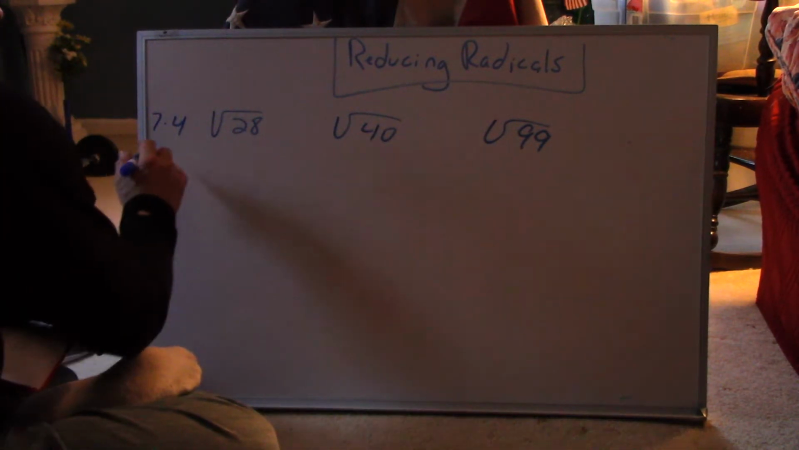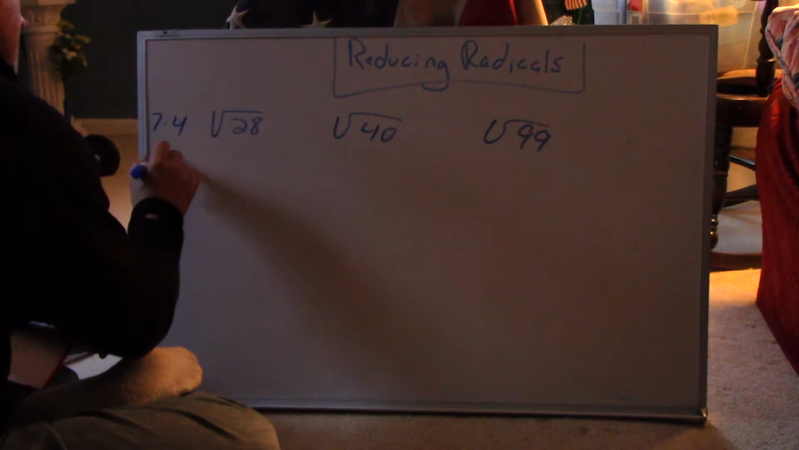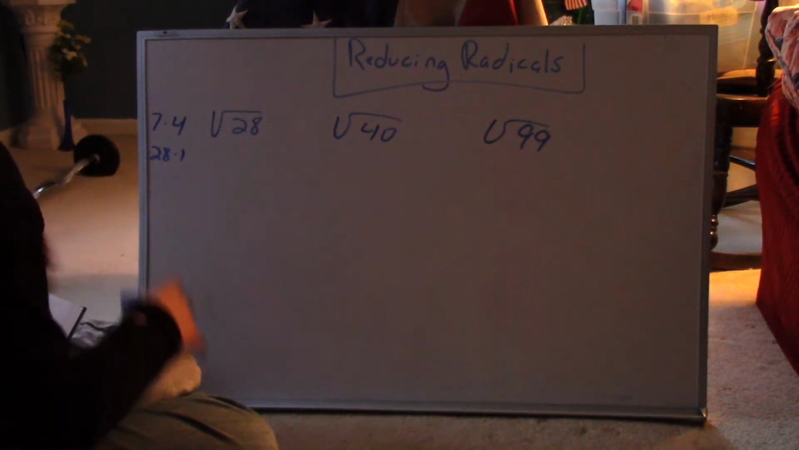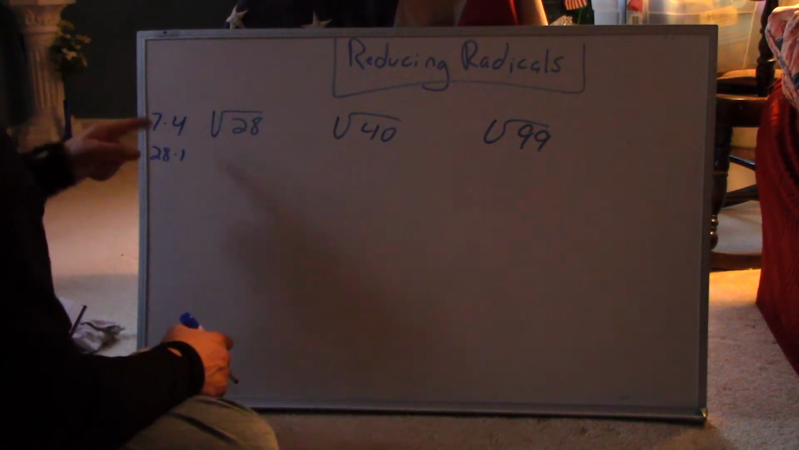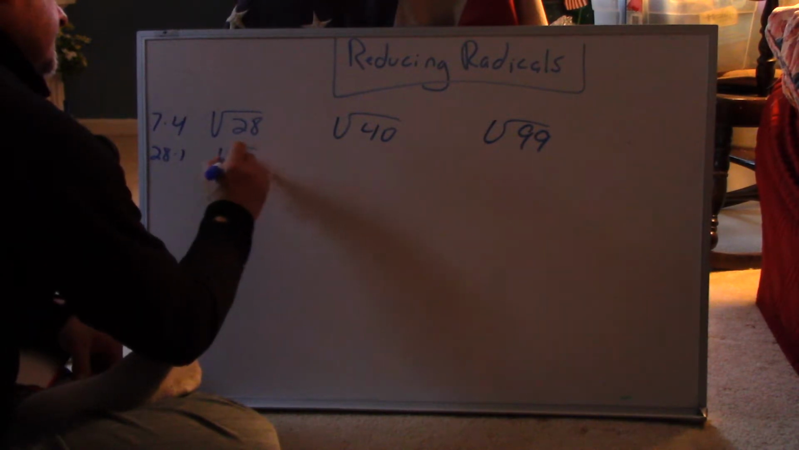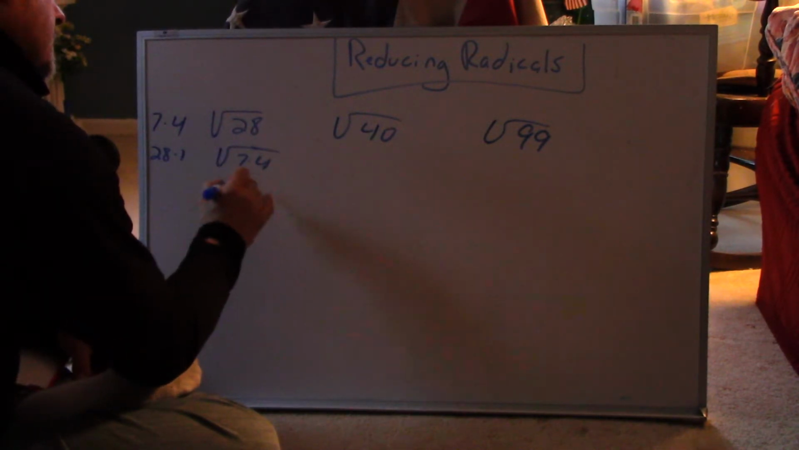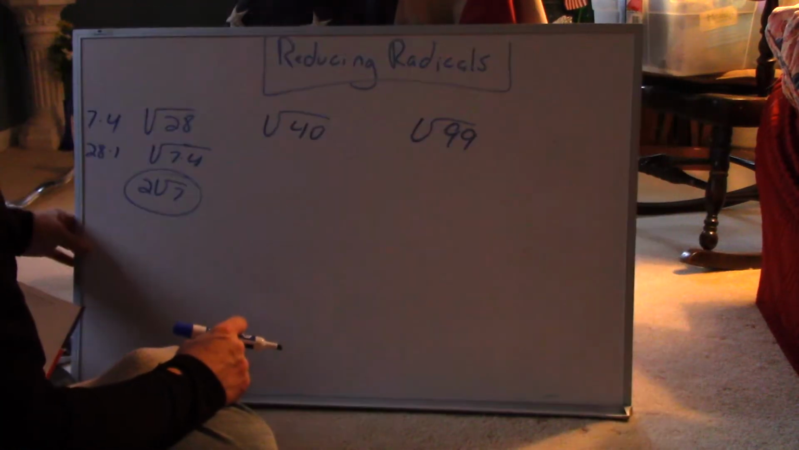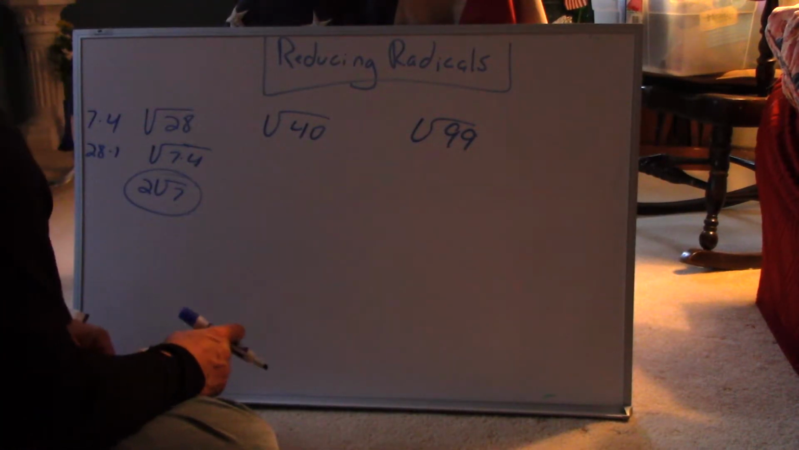So that's it. It's 7 times 4. It has to be. Because the only other option is 28 and 1, and that's ridiculous. So you don't even have to write it. It's 7 and 4. Square root of 4 is 2. Comes outside with a 7 left over. 2 radical 7.